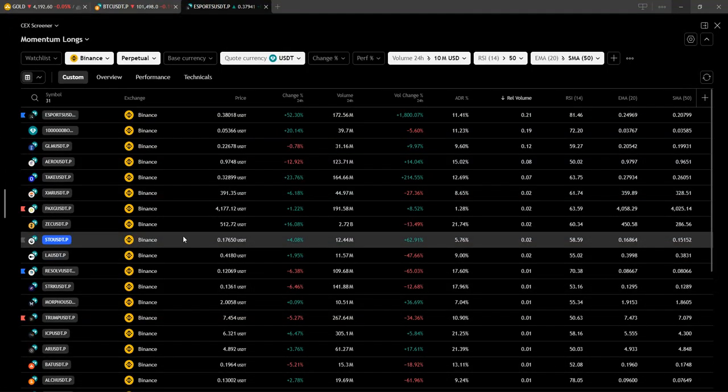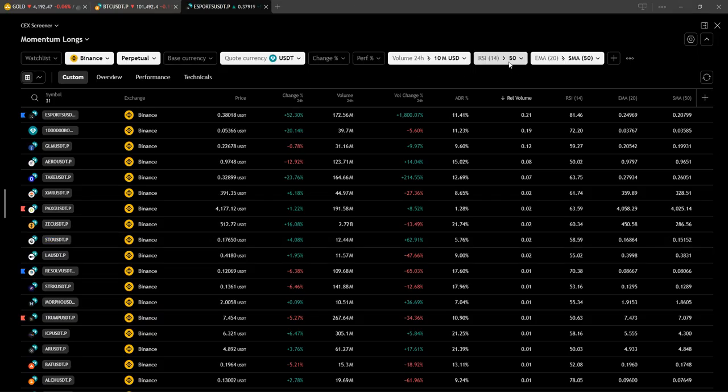Okay, long. So what are my conditions for longs? With crypto, it's a momentum asset, right? So you want to usually trade with momentum, then put a tight stop loss and just ride that momentum. So you want to identify momentum. I want to look at things that are above RSI 50. It's crossed that midway chasm, and it's accelerating.